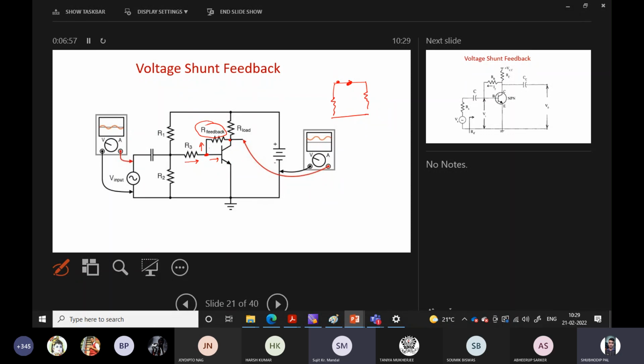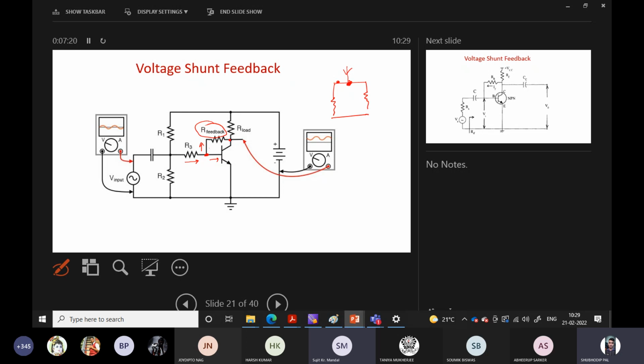Whenever there are multiple branches from a common node, the current will be divided into multiple branches. So it is the current, and voltage shunt. This is the feedback topology here.